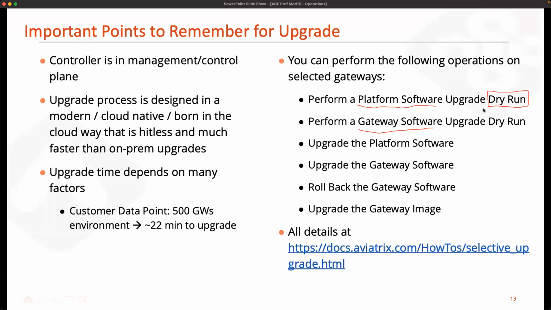So if you do the dry run and you see that, hey, we're looking good, most likely it will be a successful upgrade. If you see a dry run that does not show a positive result, please make sure that you do not continue, and you can open a case with Aviatrix to understand what is happening. So again, the platform is the controller and the gateway is just the gateway. So you do the dry runs. If everything's looking good, this is where you can upgrade the platform software, the controller software, similar to the gateway software. If you're not happy with the gateway software, you can always roll back the gateway software.